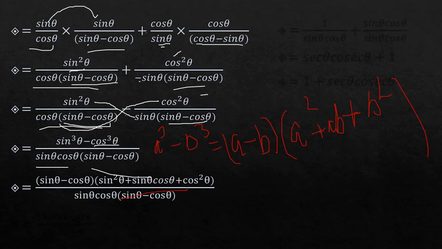So this bracket cancels down with this bracket. Okay, and sin square theta and cos square theta together become one. So what will these become? Sin square theta plus cos square theta will become 1, plus sin theta cos theta, upon sin theta and cos theta. Okay students.